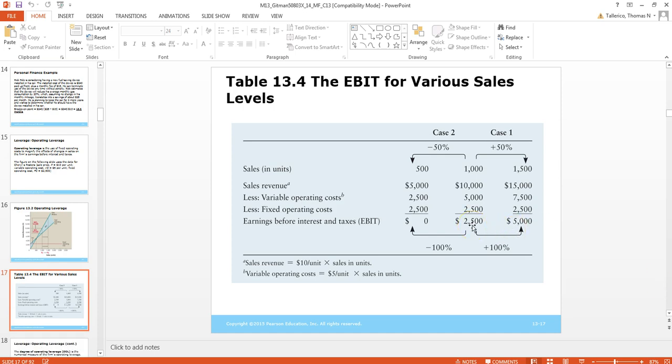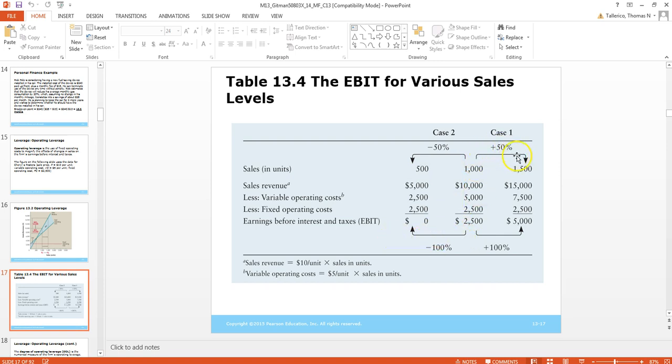All right, so here is that previous graph in chart form, and look what you notice here. If you sell 1,000 units, and you only sell 500, you're going down 50%. You're going from selling 1,000 to 500, and everyone should realize that's 50%, right? The interesting part, though, is because of leverage, your EBIT has gone down by 100%. We said at 500 you're breaking even, so you basically have a zero EBIT, but if you sell 1,000, you have an EBIT of 2,500. So by going down 50% in units sold, you've gone down 100% in your EBIT.